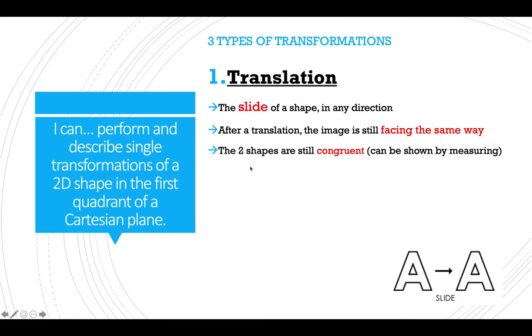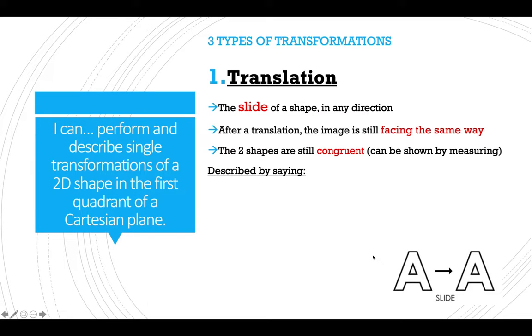Another important thing for translations is that the 2 shapes are still congruent. We should know that term from earlier with our angles. Congruent means the same. They're identical twins, they're pairs. We haven't blown this up and we haven't shrunk it. It's still congruent, still the exact same size.